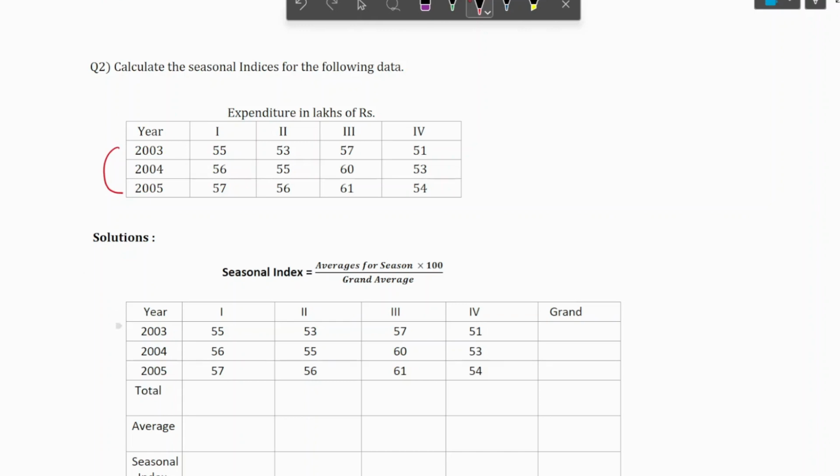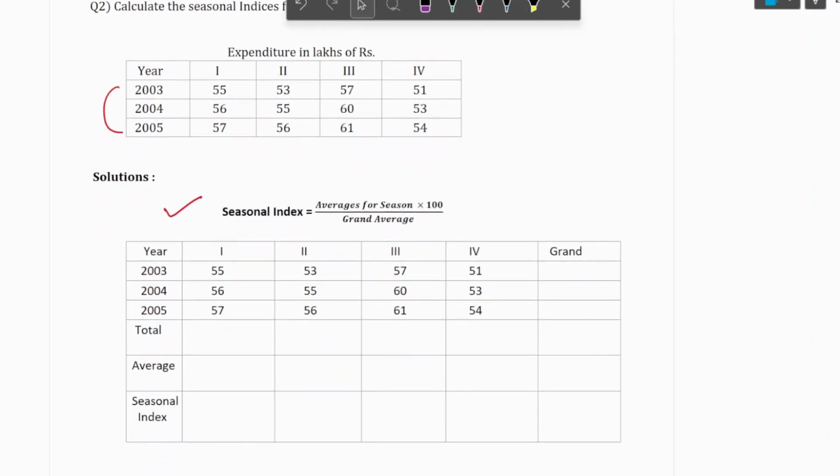Four seasons are there. Now see, first I have written the formula. Seasonal index equal to average for season into 100 divided by grand average. Now here what we have done, for your question I have created one extra column first. Then I have created 3 rows: total, average and seasonal index, and here it is grand. Now we are going to fill in the values. Once this table is completed, your answer is ready.